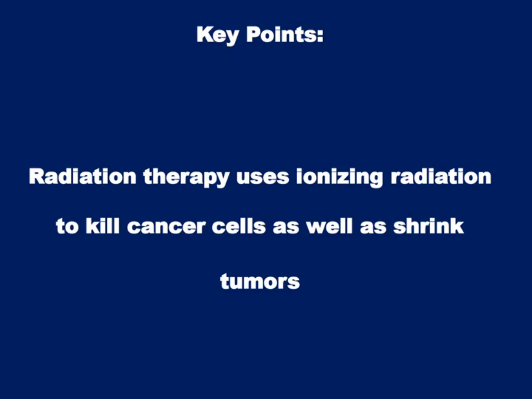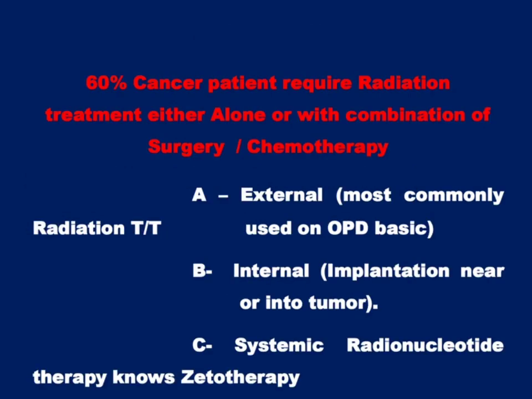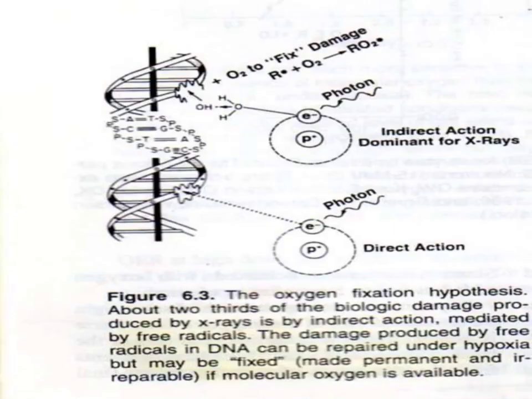Almost 60% of cancers require radiotherapy treatment, either alone or in combination with surgery or chemotherapy. Radiotherapy is most commonly used as external beam radiotherapy, either by cobalt or a linear accelerator or modern radiotherapy machines, and internal radiotherapy, that is implantation near or into the tumor or a lumen, which is basically called brachytherapy. The third form of radiation therapy is systemic radiotherapy, called radionuclide therapy, also known as radioimmunotherapy, which is an emerging branch of both radiation oncology and nuclear medicine.